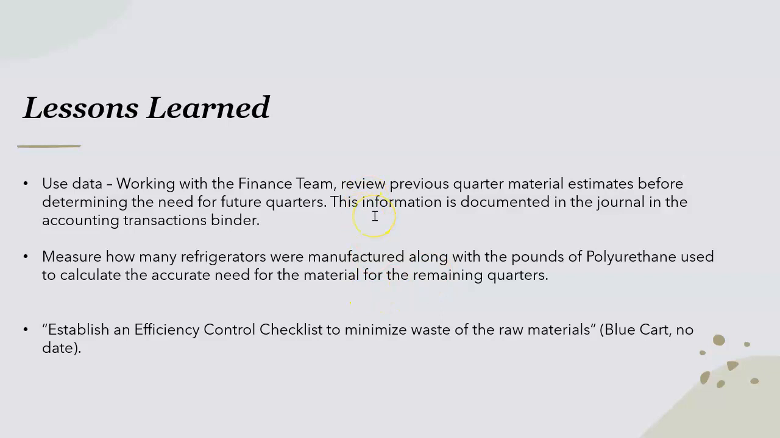We keep this information documented in our journal, so we have all of that data. And let's make sure we leverage that. We can measure how many refrigerators were manufactured along with the pounds of polyurethane used to calculate the accurate need for the materials for the remaining quarters. And we can also establish an efficiency control checklist to minimize waste of the raw materials.